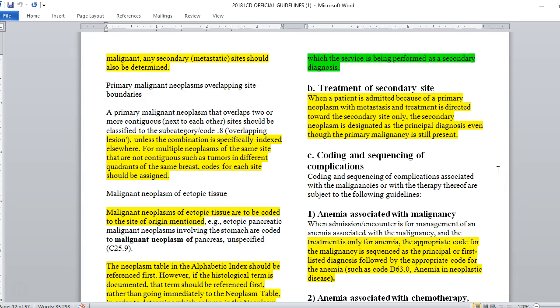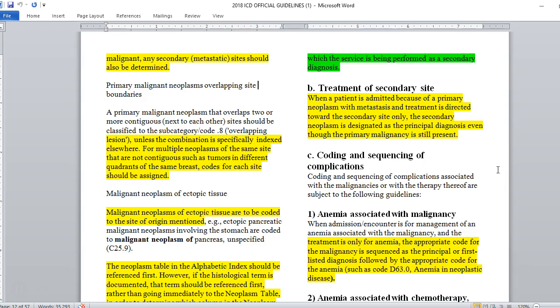Now, what we hope is that the patient only has one tumor, one cancer, but that doesn't happen usually. A lot of times people will get a metastasis, a spread of cancer. So it's telling us, when a patient is admitted because of a primary neoplasm with metastasis and treatment is directed towards the secondary site only, the secondary neoplasm is designated as the principal diagnosis, even though the principal malignancy is still present. Okay, so remember, why is the patient here?